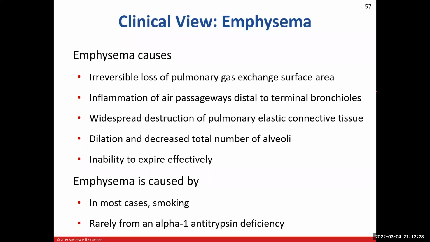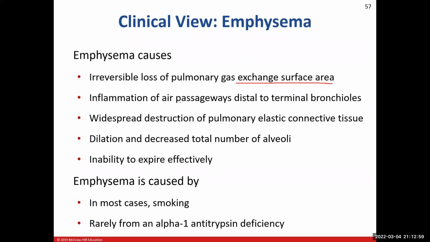So I want to talk about emphysema for a moment, our first clinical view here. Emphysema is going to be a condition in which we have damaged the exchange surface area there, and that exchange surface area is those pulmonary or respiratory membranes. So if we damage that surface, then it makes it difficult for that gas exchange to occur.